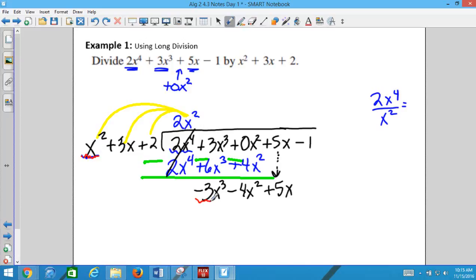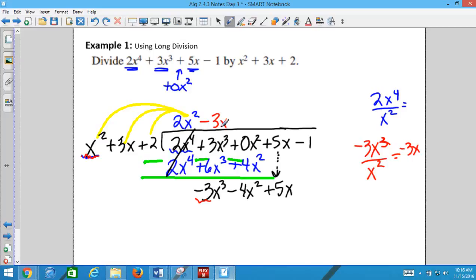So if we're not sure what that is, write it off to the side. Negative 3x cubed divided by x squared. What do we get? We divide those, we get negative 3x. So that's my next term. Minus 3x.